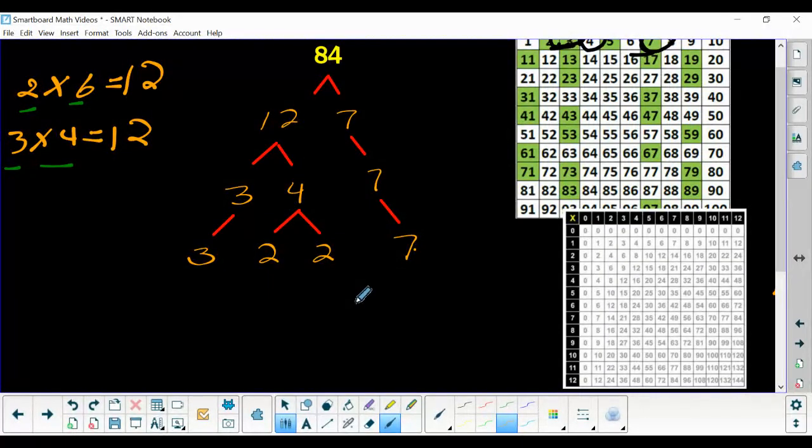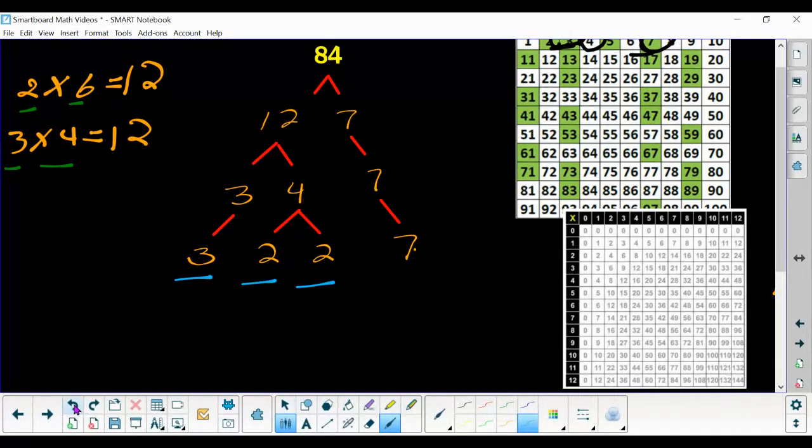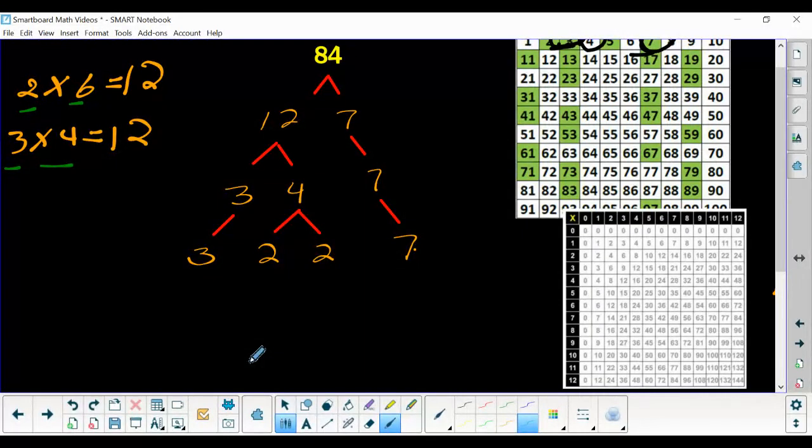Now my tree stopped growing. It stopped branching out. Why did it stop? Because 3 is prime, 2 is prime, and so is 7. Once all the numbers are prime, your tree stops growing. But your work's not done yet. Now what you got to do is put them in order from small to big. So let's do that. 2 times 2 times 3 times 7.